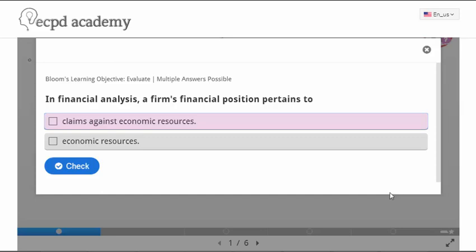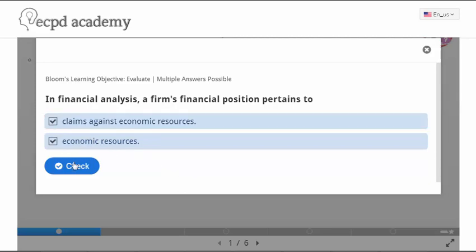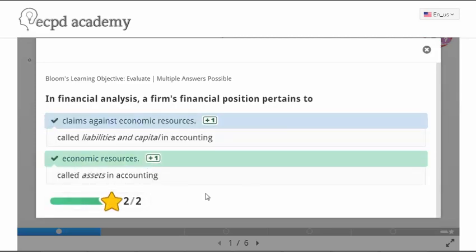Economic resources are assets just like your house, car, and cash. Claims against resources reflect ownership. For example, your house down payment is your equity, while the mortgage is your debt. The assets or economic resources funded by owner's capital or loans are employed to grow the business.